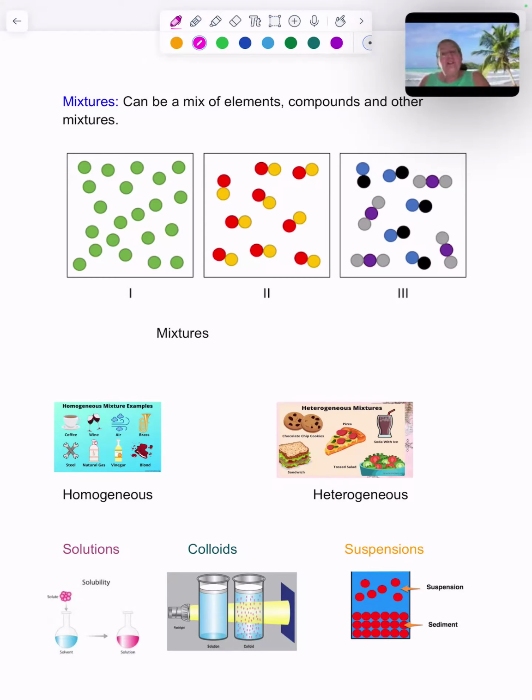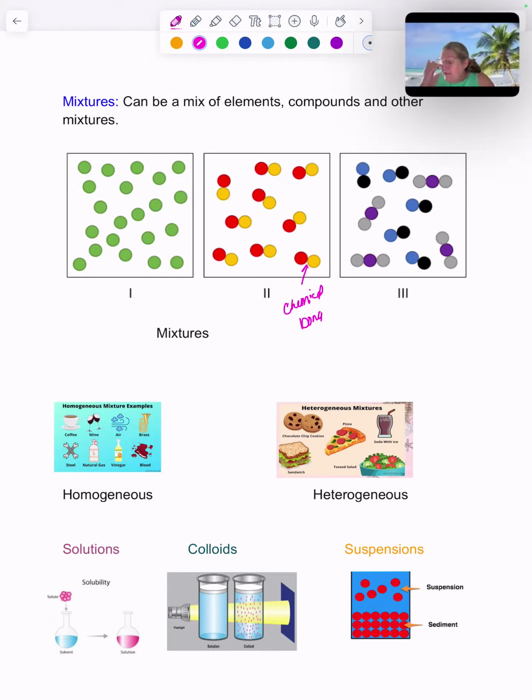If I were going to show an element, I would show it as a single colored dot, just a single ball. A compound would have a connection. They would be touching, showing a chemical bond. So that connection right there shows a chemical bond, and it's of two different elements. So this could be like sodium and chlorine.